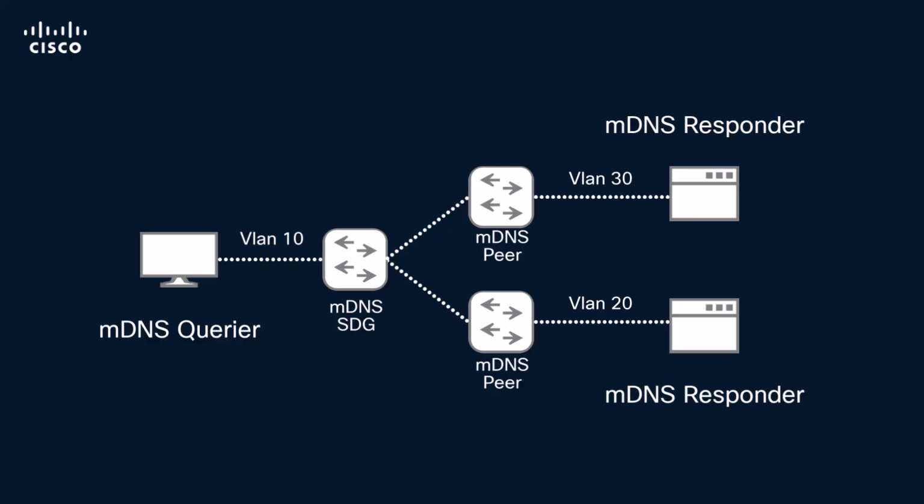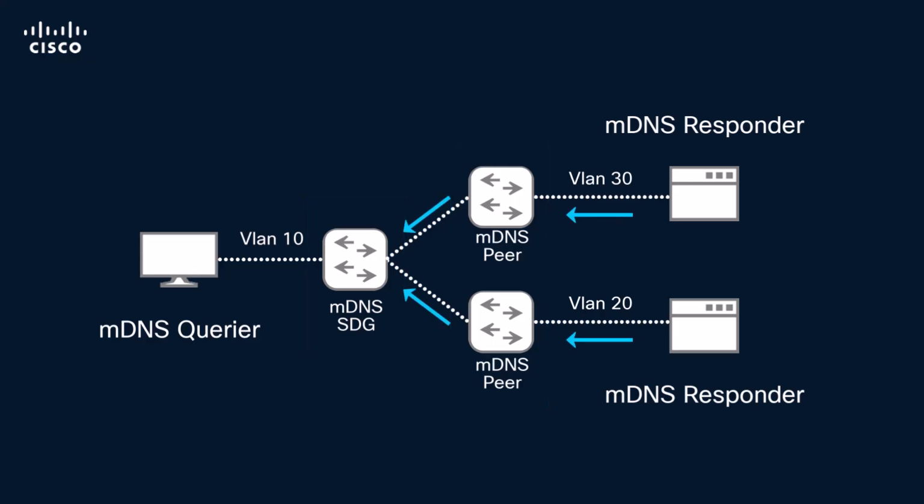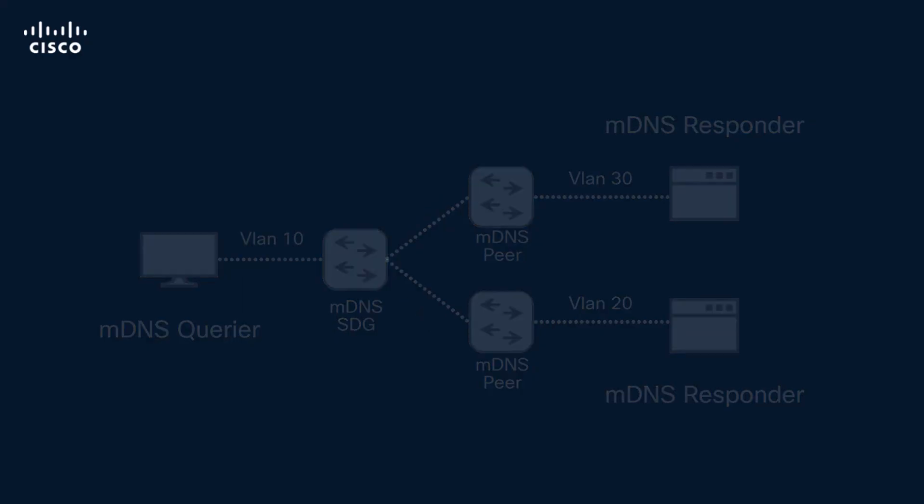To extend discovery across multiple VLANs or subnets, Cisco uses mDNS peers and service discovery gateway (SDG) agents. mDNS peers exchange Bonjour service information between network devices, while SDG agents learn, cache, and forward those services across the network. Together, they enable scalable Bonjour discovery while limiting unnecessary multicast traffic.